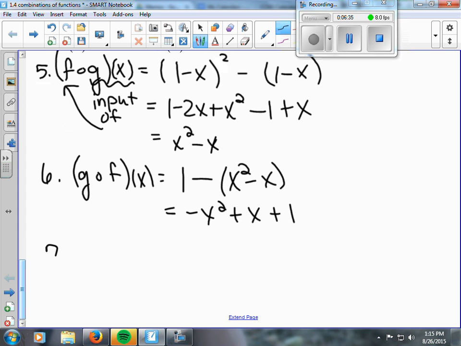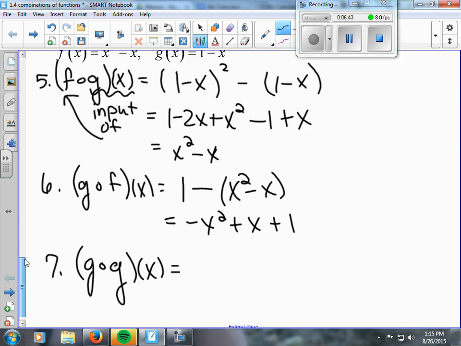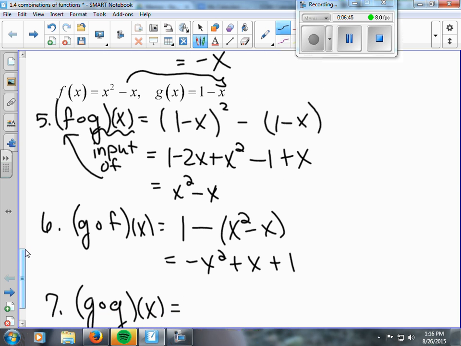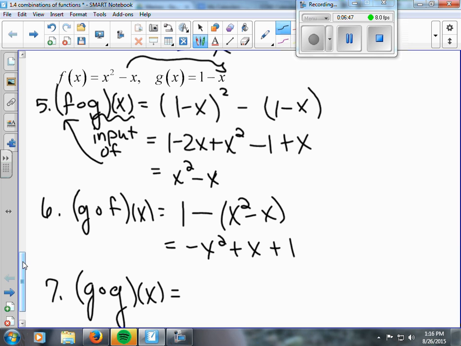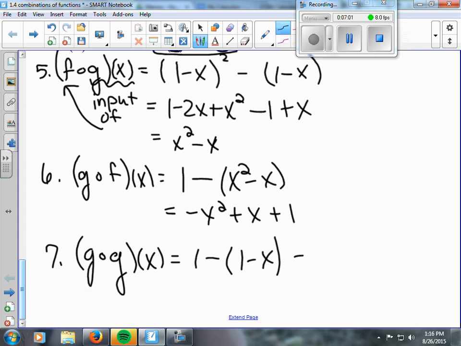The next thing I'm going to find is g of g, g of g of x. And so now I take the x in g, which was 1 minus x. So here's g. I'm going to replace this x with the function g, which is 1 minus x. So I don't have 1 minus x anymore. I have 1 minus 1 minus x. And this simplifies to x.